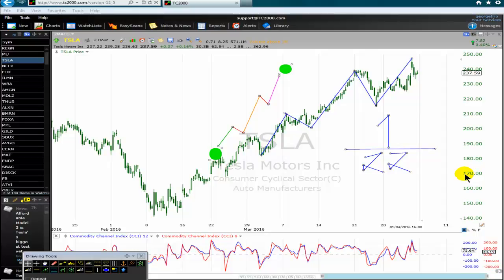Tips and tricks for improving waves count validation.